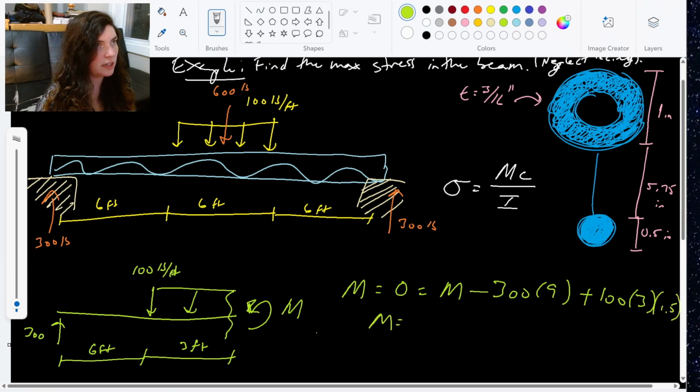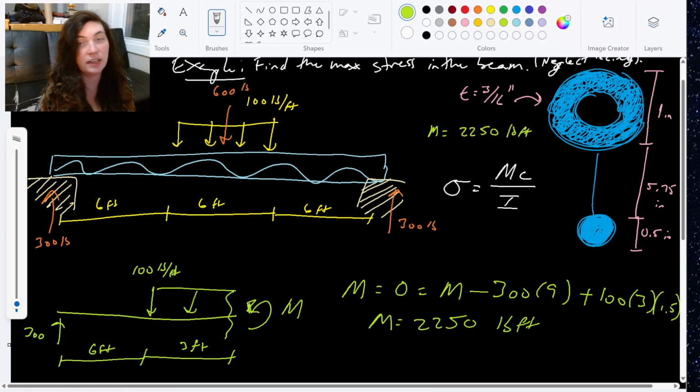But I can use this to find my moment value, 2250 pound-feet. Actually, I'm going to put this up here so I can keep track of everything. 2250 pound-feet. Again, you can go through the shear and moment diagram if you want to, but since we know where this moment's going to occur, I just calculated it using my static equilibrium, cutting through there, finding that internal force. So luckily the moment on this guy wasn't too bad.